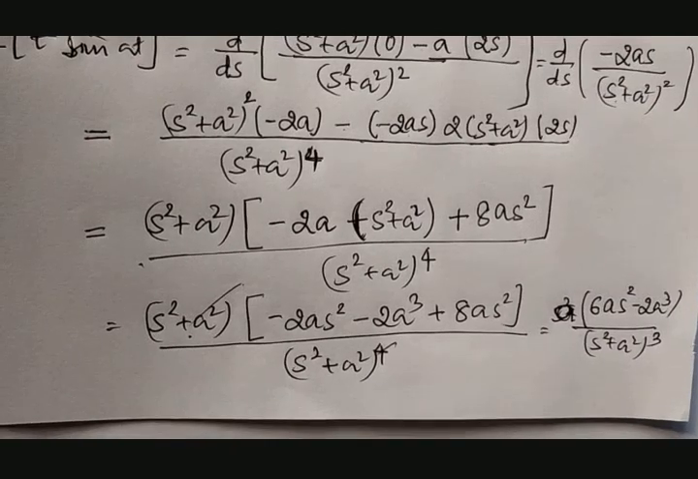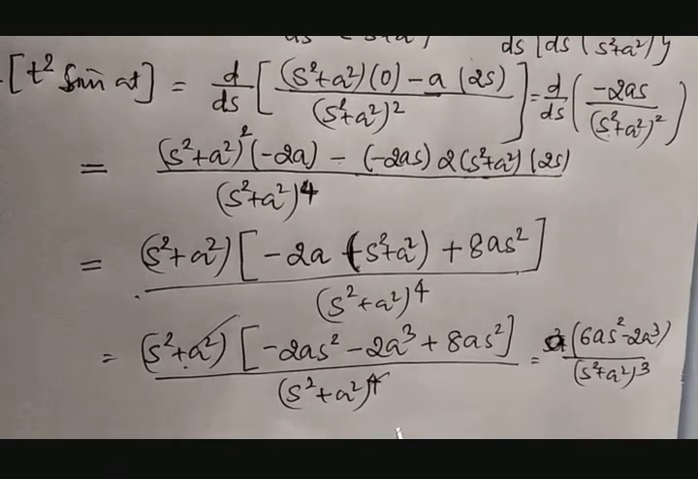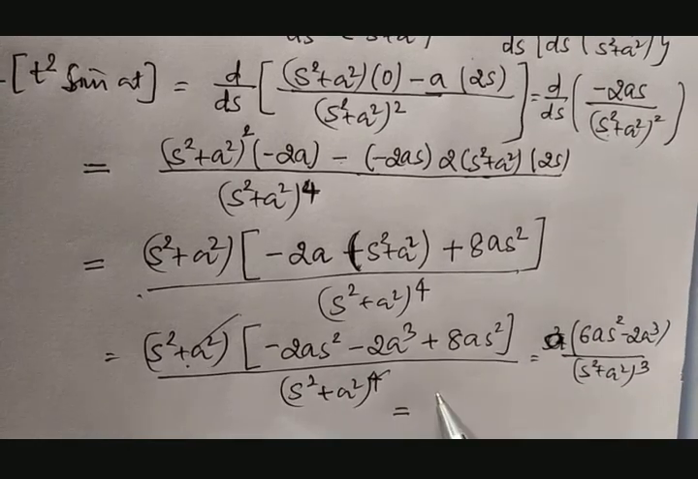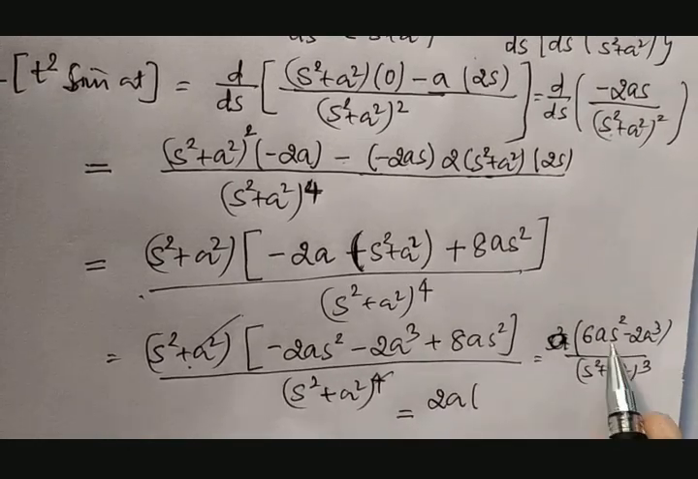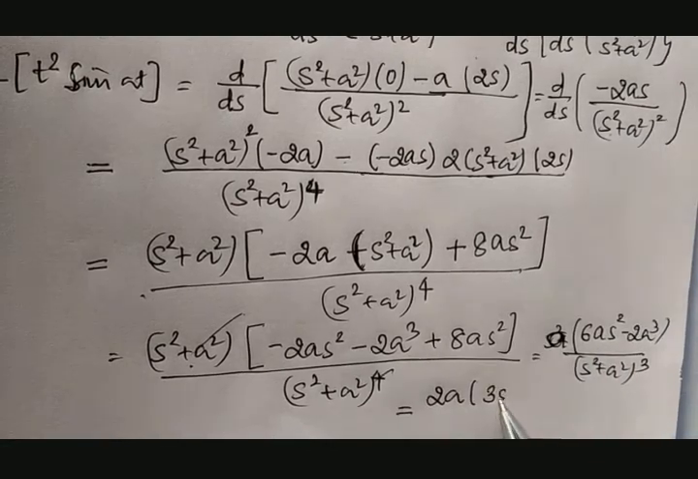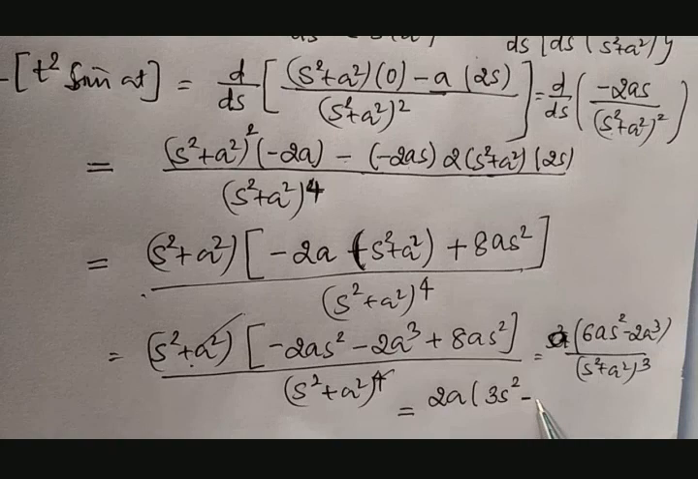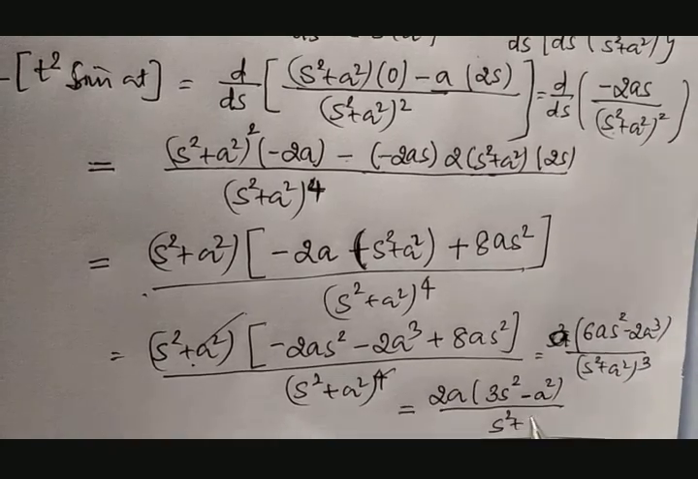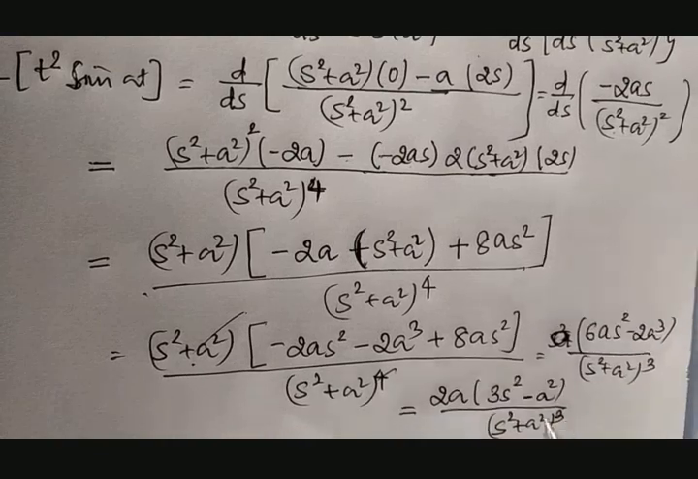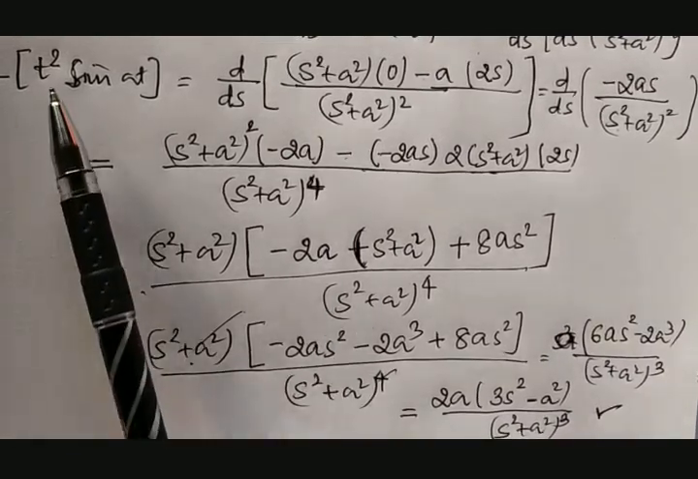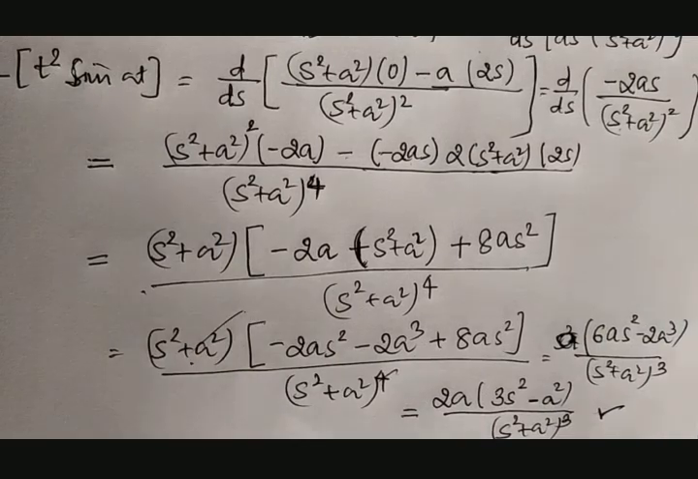From here I take 2a common, and then it will be 3s square minus a square divided by s square plus a square raised to 3. So this is the solution for the Laplace transformation of t square into sin at. Thank you.